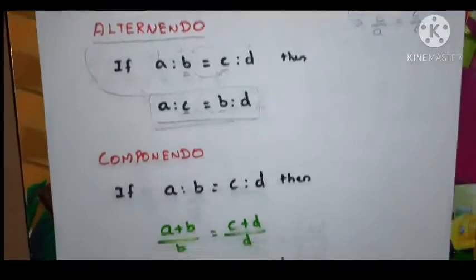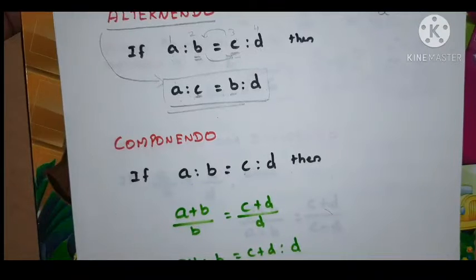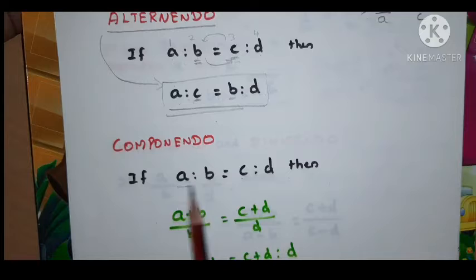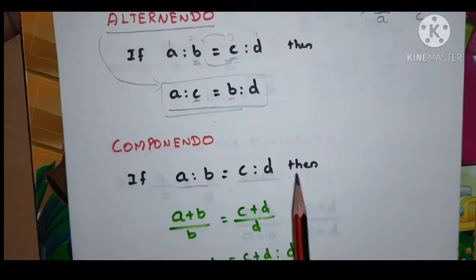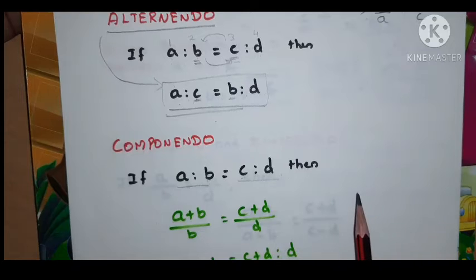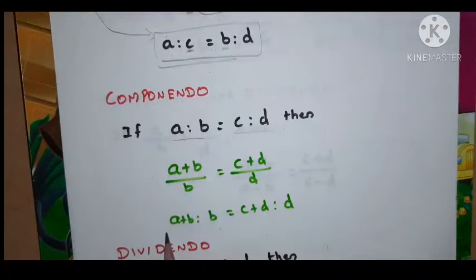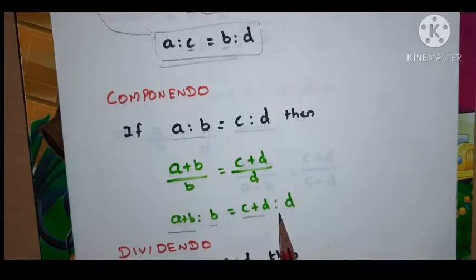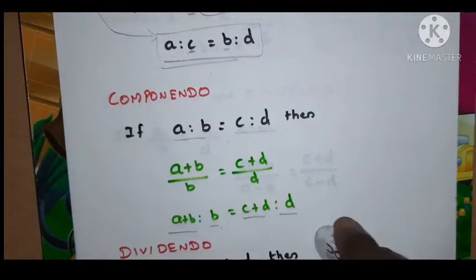And next we are going to see Componendo. Componendo is another property. In this, we have 2 ratios and 4 terms: A is to B and C is to D. If these 2 ratios are in proportion, then the componendo of these 2 ratios can be expressed as A plus B is to B equal to C plus D is to D. That's exactly what this property expresses.